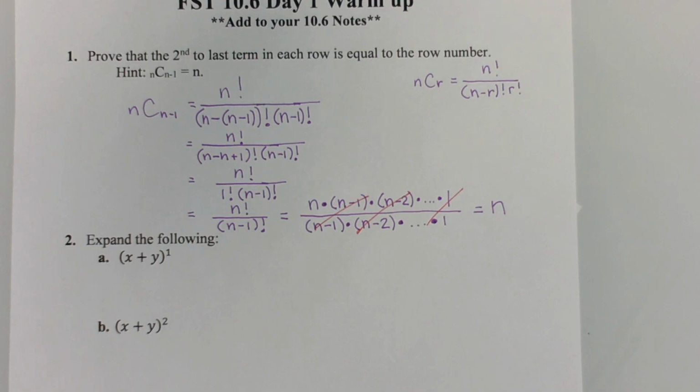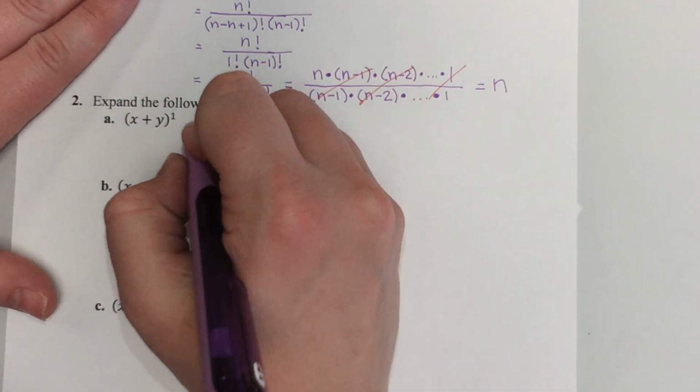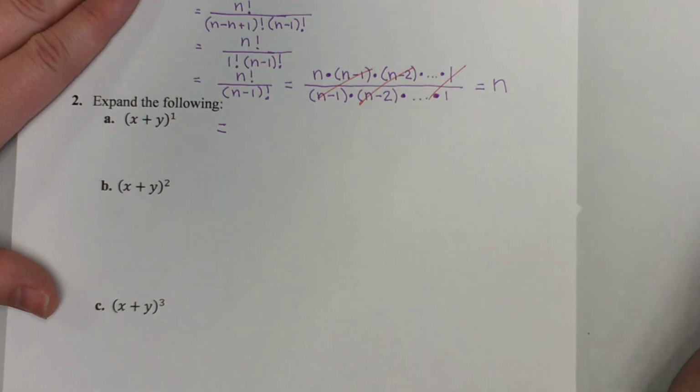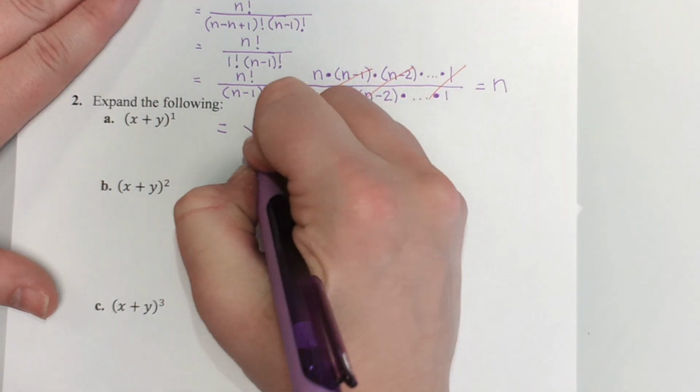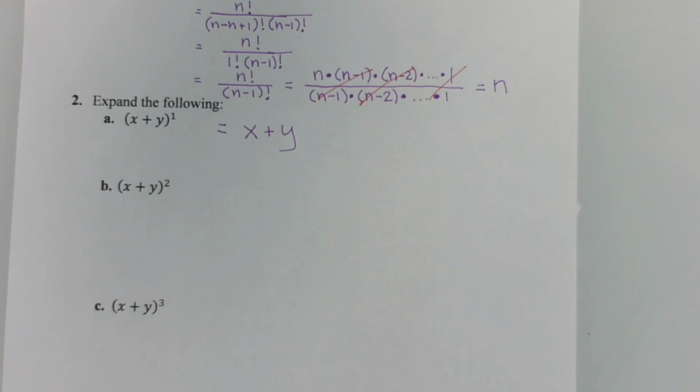Second half of the warm-up. Expand the following. To expand a binomial to a power means to actually go through and multiply it out. I start with this one for a reason. X plus y to the first power is just x plus y. Because putting something to the first power just means it's there once.